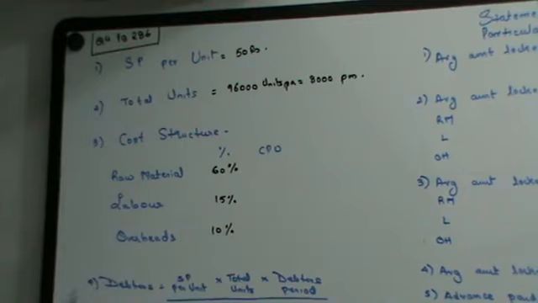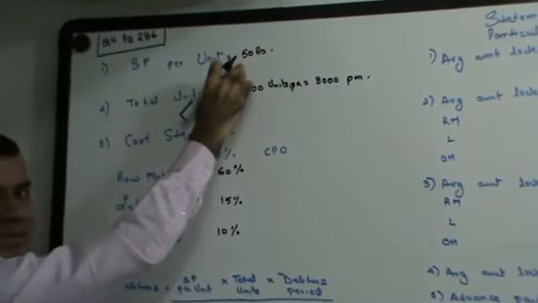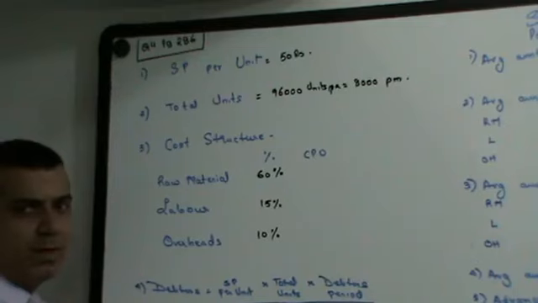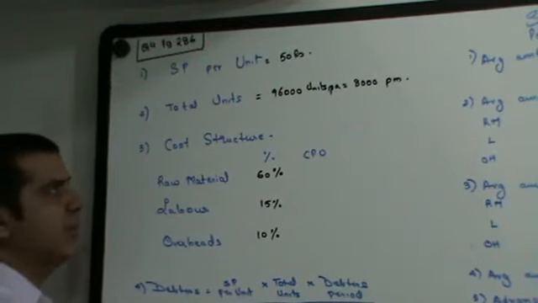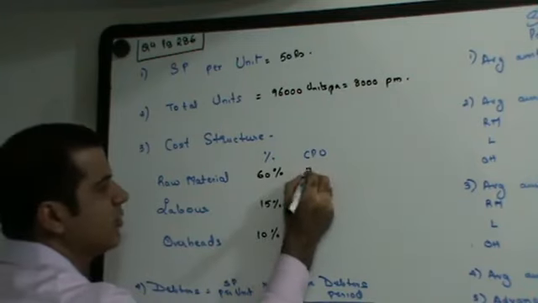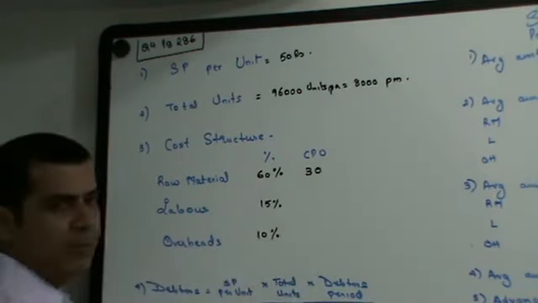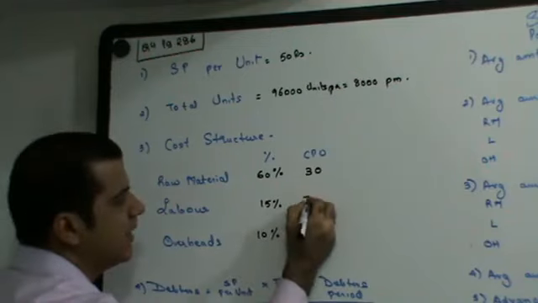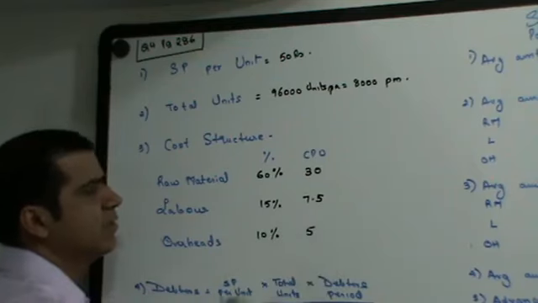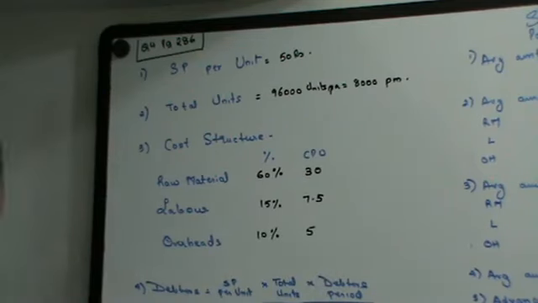Fine. Now, how do I get the CPU? You have to multiply the selling price per unit with the percentage. So 50 into 60% is going to give you 30. 50 into 15% is going to give you 7.5. 50 into 10% is going to give you 5. Do we understand how to get the CPU? Multiply the selling price per unit with the percentage.